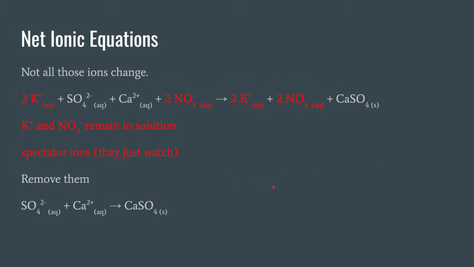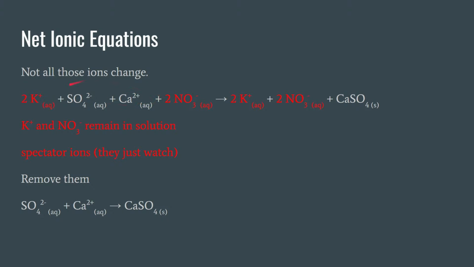Now, the thing is, not all of those ions are actually doing anything. Okay. So here we have 2 potassium floating around in solution, and over here we have 2 potassium floating around in solution. Here we have 2 nitrate, and over here on the product side we have 2 nitrate. The potassium and the nitrate remain in solution. They're not actually participating in the reaction. They're just watching the reaction. So we call them spectator ions.